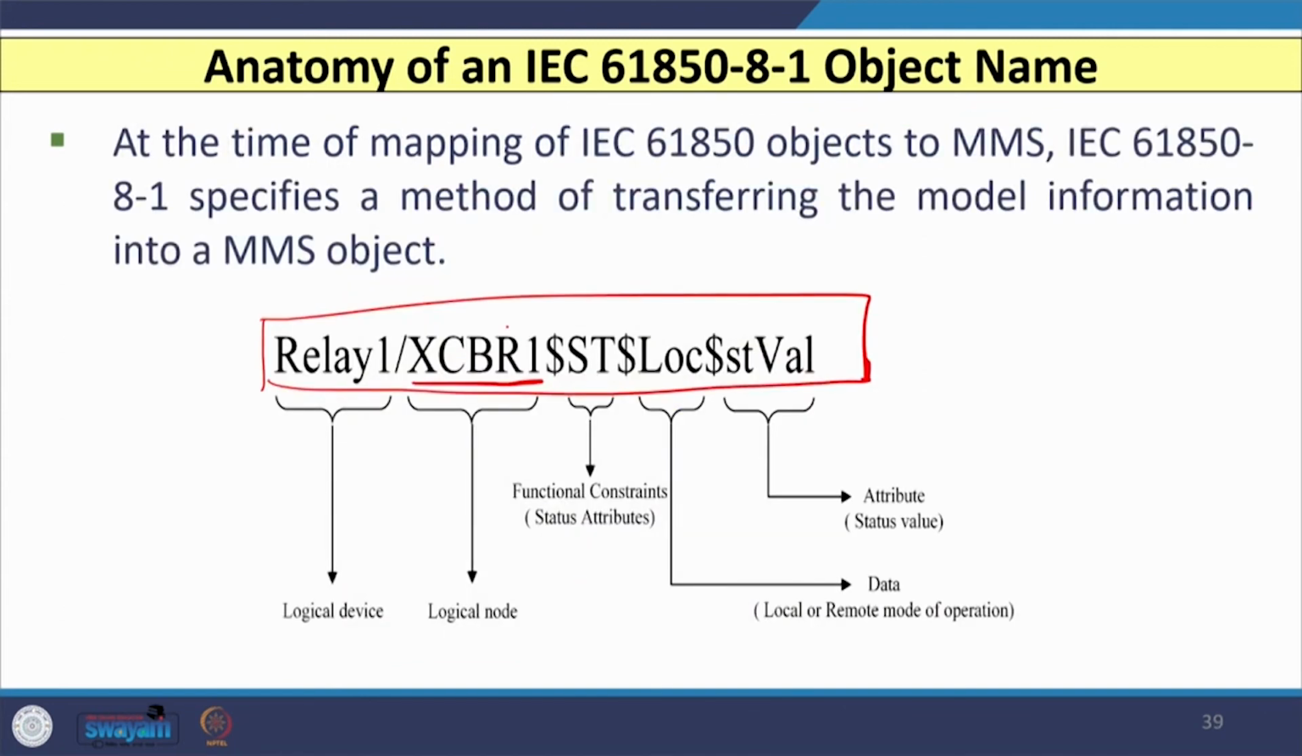So, it is for the switchgear circuit breaker, let us say number 1, then the dollar sign, and then ST, that indicates the functional constraint or the status attributes, then again a dollar sign and then LOC, that is the data which is local or remote mode of operation, then again a dollar sign and then stVal, that is the status value or attribute. So, this is how we can define the logical nodes and logical devices with specific values, those are fixed.